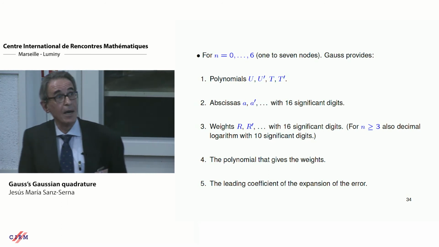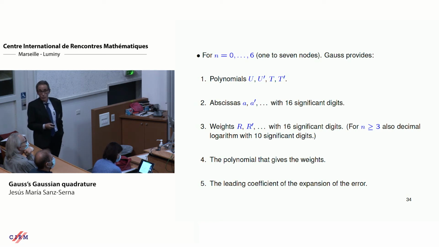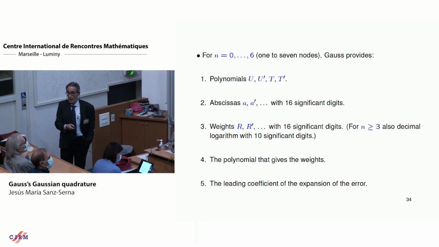So then he finds the weights R prime with 16 significant digits, and also when the weights are irrational and more complicated, he gives the logarithms because in those cases, of course, you have to multiply the weights by the function values by using tables of logarithms. So he also tabulates the polynomial that gives the weights, and then he gives the leading coefficient of the expansion error. So he finishes rather well.